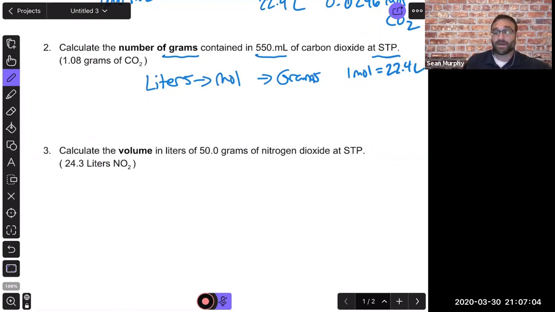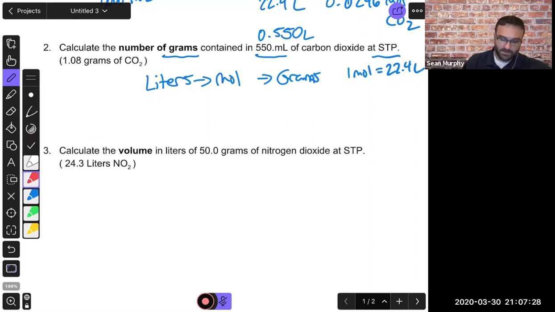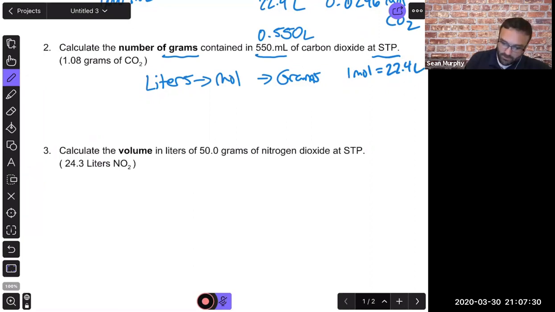The only problem is we don't have liters, we have milliliters. There are 1,000 milliliters in every liter, so we divide, and what you're going to get is 0.550 liters. Okay, so now we have liters, check. Let's convert to moles and then to grams. Whenever you're using liters, to bridge that gap we use 22.4 liters. And whenever you use grams, you're going to use the periodic table. Every single time you hear the word grams in stoichiometry, you've got to use the periodic table.